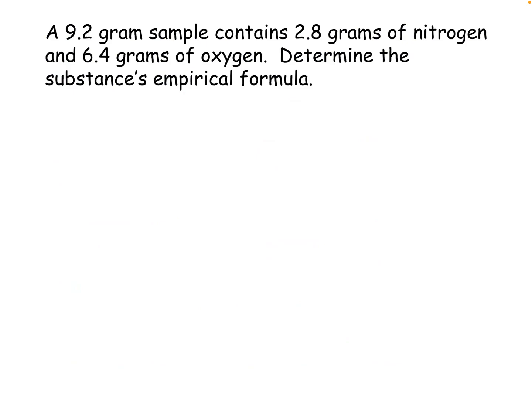A 9.2 gram sample contains 2.8 grams of nitrogen and 6.4 grams of oxygen. Determine the empirical formula. Okay, so the first thing we need to do is change any percentages to grams. But you know what? We were given grams. So we've got 2.8 grams of nitrogen and 6.4 grams of oxygen. So I'm going to start with the nitrogen, 2.8 grams of nitrogen. And then I have down here 6.4 grams of oxygen. Okay, so the first thing it says is convert any percentage to grams. We already did that.